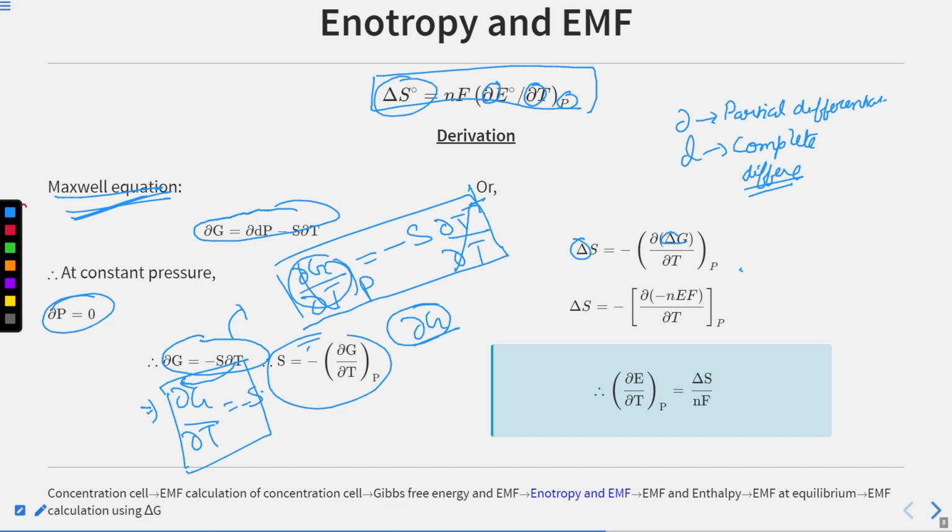Now we know from the previous slide that delta G is equals to minus nFE. So I have put this value here. Now n, E and F, three are there. Out of these three, n and F are constant. So E will remain inside the differentiation and all of the remaining n and F will come out here. And we will get this equation lastly. So this is our resulting, important equation.